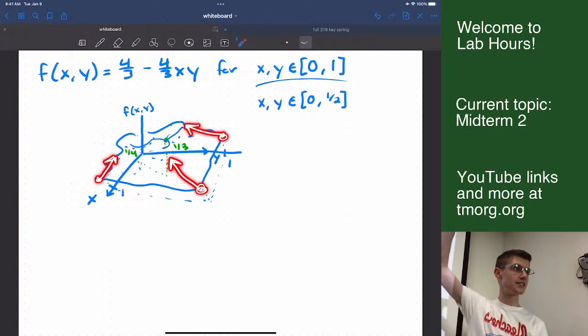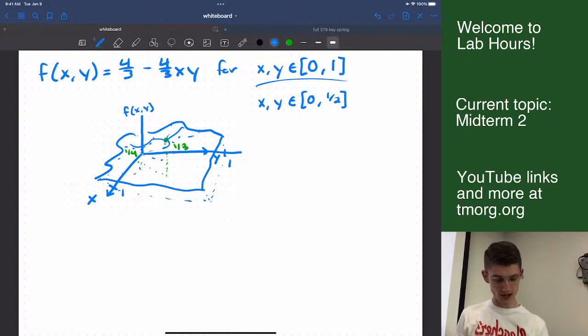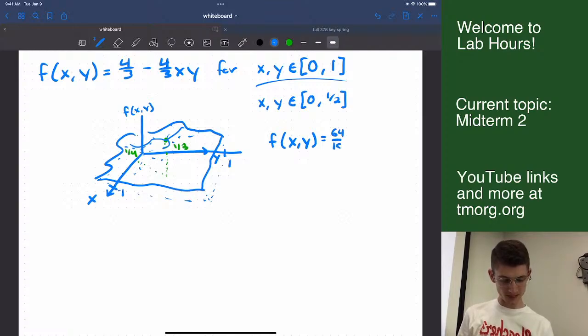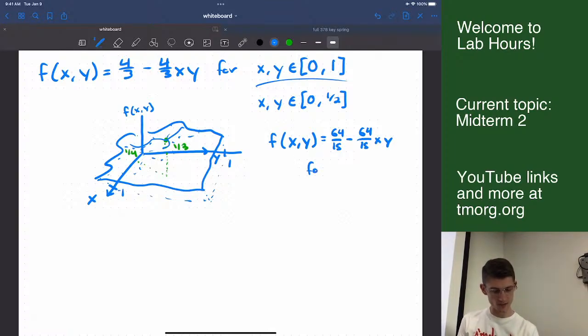And it raises it up higher because it has to represent fewer possible outcomes, which means each outcome over there is more likely. And so you noticed it actually turned the function into, if you recall, or if you got help from me in office hours, 64/15 minus 64/15 xy, right? For x and y with the domains 0 to 1/2.